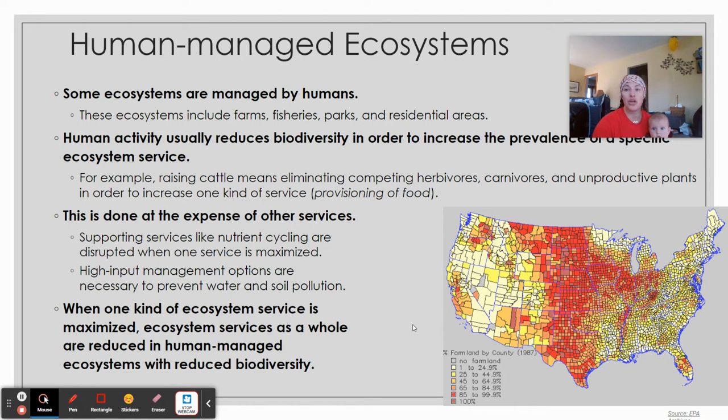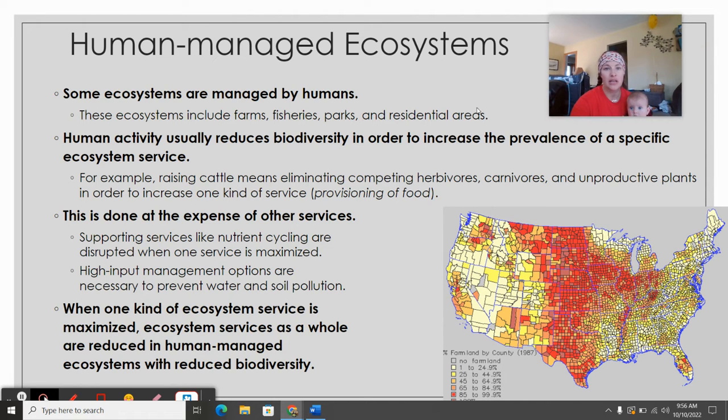All right, so now talking about human managed ecosystems. These are areas of the United States that are farms, fisheries, parks, residential areas, all of that different stuff. Down below, I have a map of the United States, and this is from the late 80s. This map would be very different today because there is less farmland now. But this is percentage of farmland by county. As we notice, that farmland is primarily in the middle of the United States. Often we call that the grain belt.